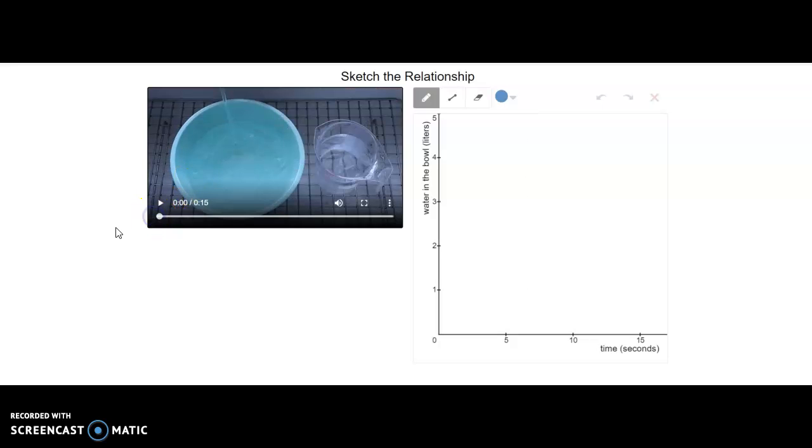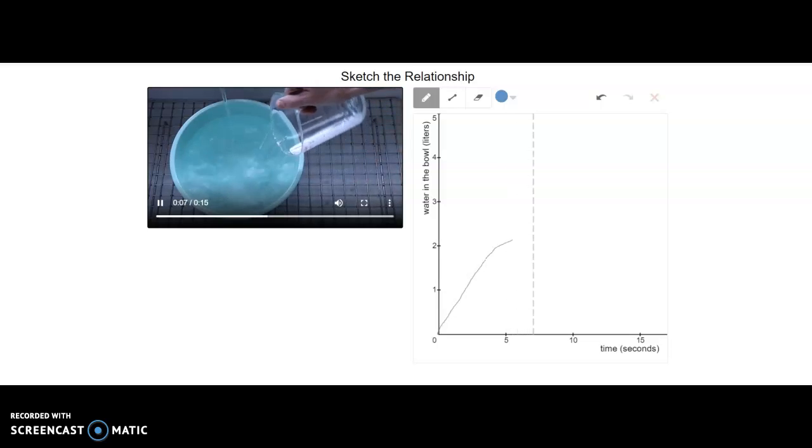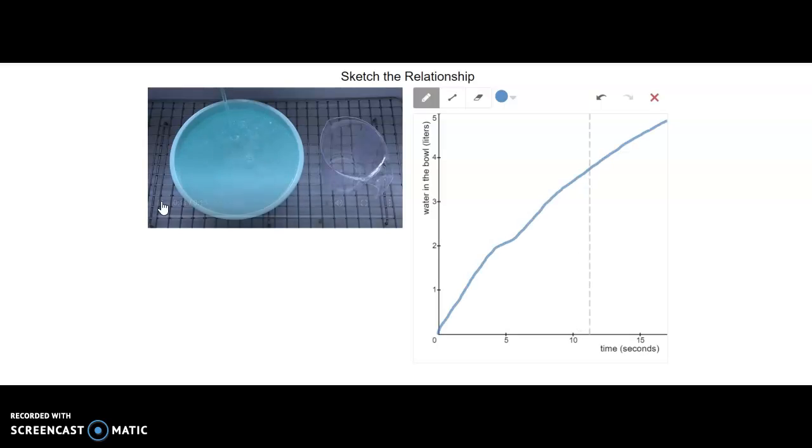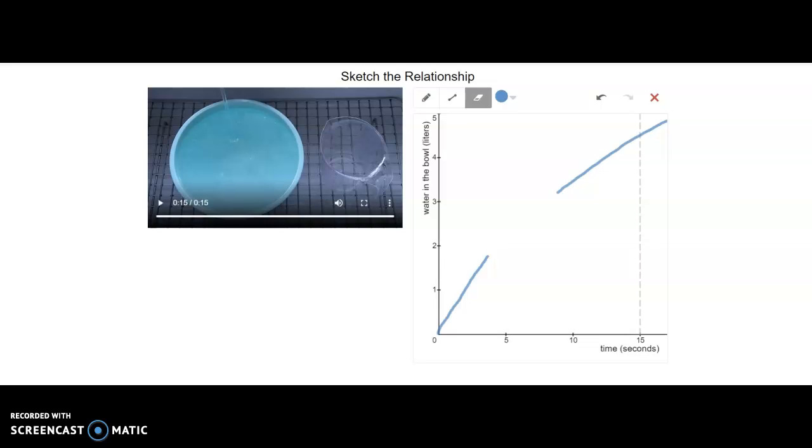So take the video, pause it, and sketch it out first. So we're going to sketch it. Let's see, it's slowly increasing. And then at some point, it's going to get a little bit of water added and continue on. So remember, it's real important that the amount slowly got added and then it continued on. So it looks something a little bit similar to that.